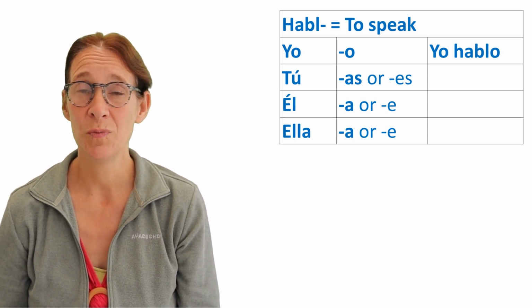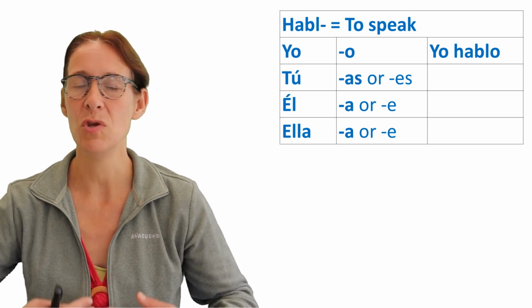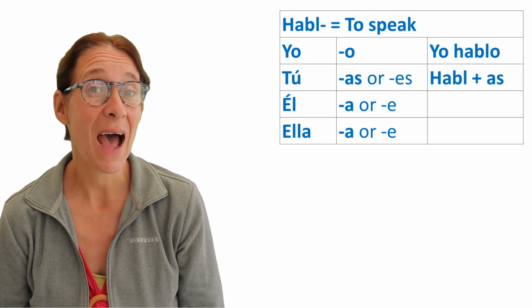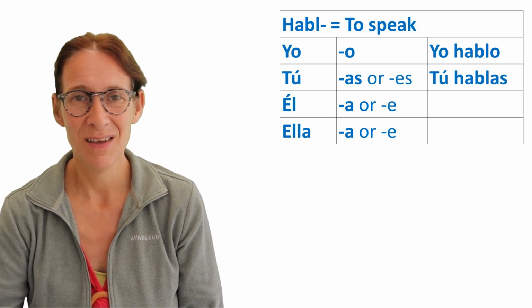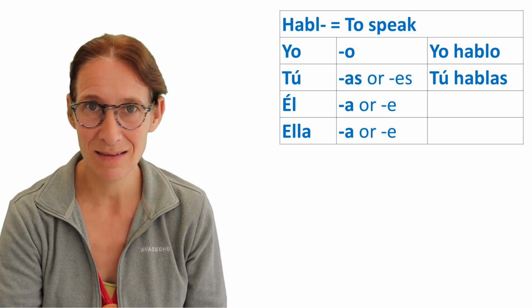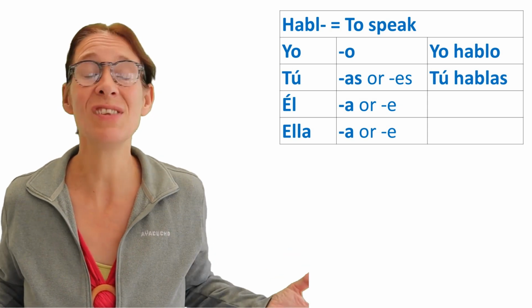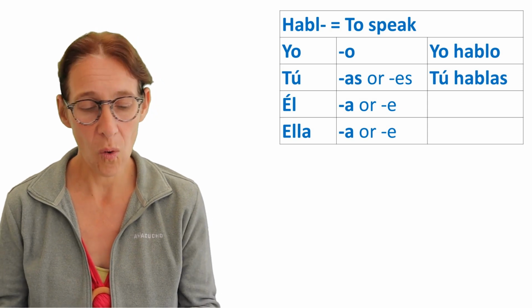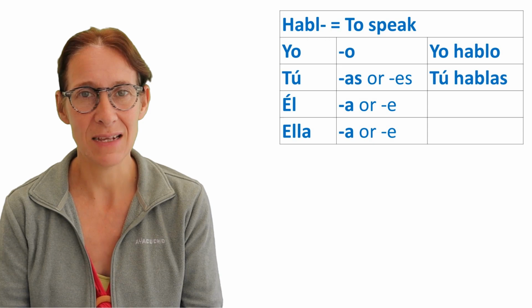If it's tú, and I'm wanting to ask somebody in a casual context, so I'm using tú, I'm going to use the ending as. And the stem is habl. So we get hablas. Okay? If I want to ask, I can just say hablas inglés, or I can say tú hablas inglés.